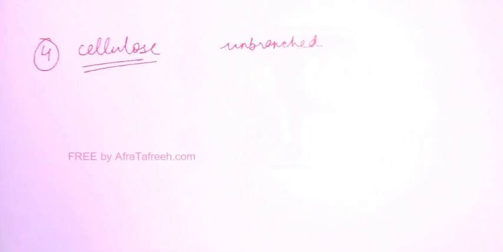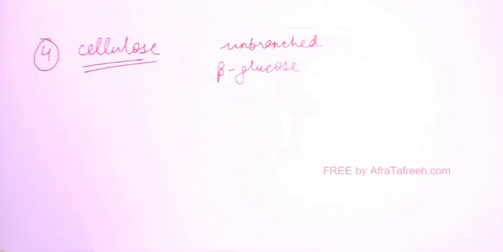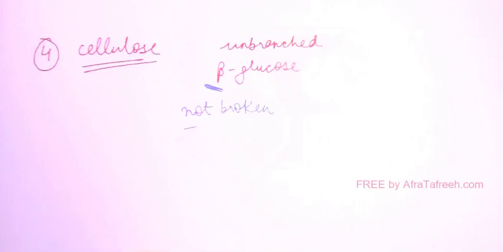Now the fourth homopolysaccharide we are going to take is cellulose. Cellulose is unbranched. I told you most of the homopolysaccharides are branched, but cellulose is unbranched, and cellulose is made up of beta glucose. Let me tell you some general point about beta. Whenever there is beta bond in any molecule, beta means not broken. Beta bond is actually very difficult to be broken. So it can't be broken by our enzymes. We don't have any enzyme to break beta bond. So this is a general point that beta is not broken.